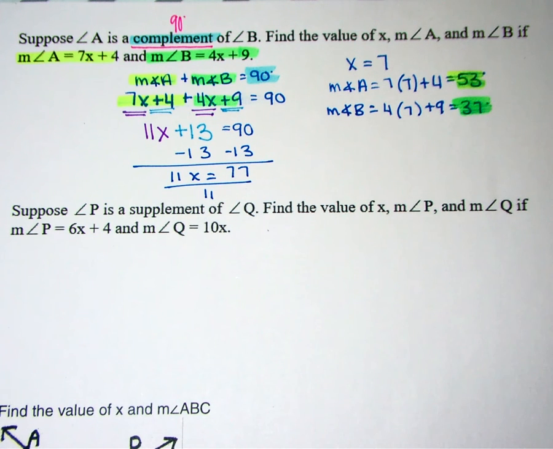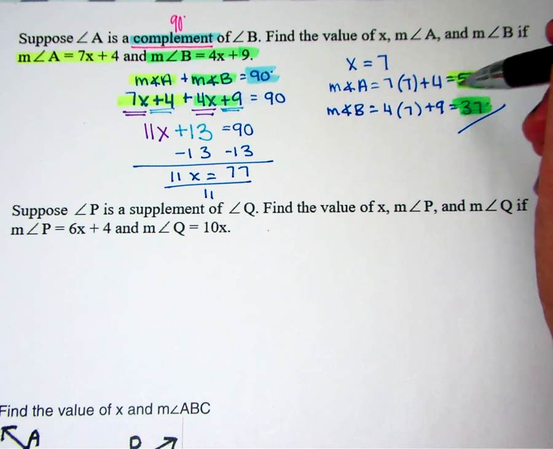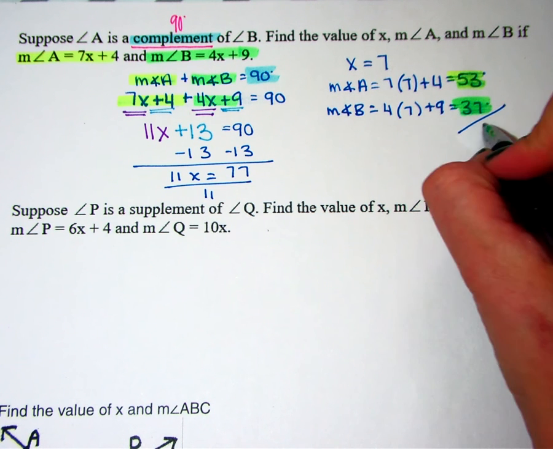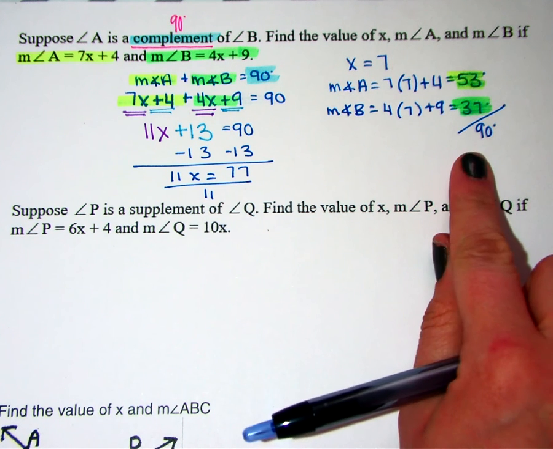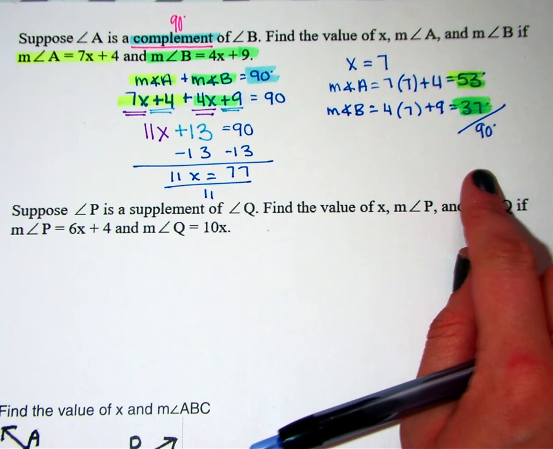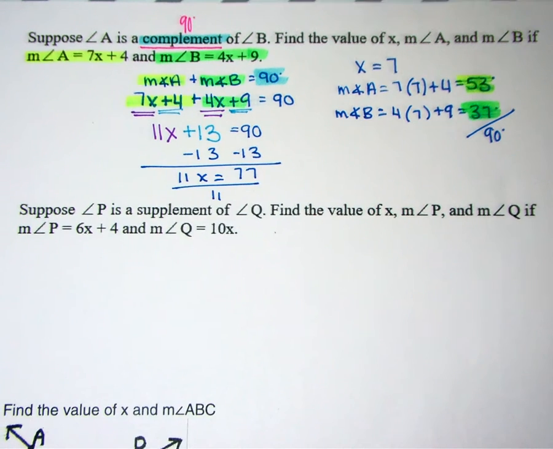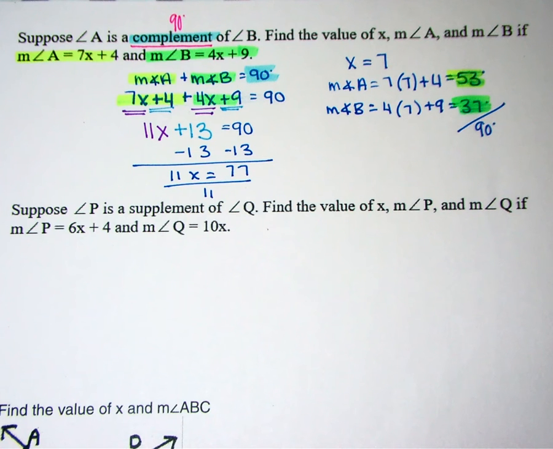Now you can always check your answer. Your answer should total 90 degrees because they're complementary. So 53 plus 37 does in fact equal 90 degrees. That lets you know you've substituted and solved correctly. The key to these problems is being able to identify the vocabulary word. In this case, the vocab word is complement or complementary, and that's always going to mean add up to equal 90 degrees.